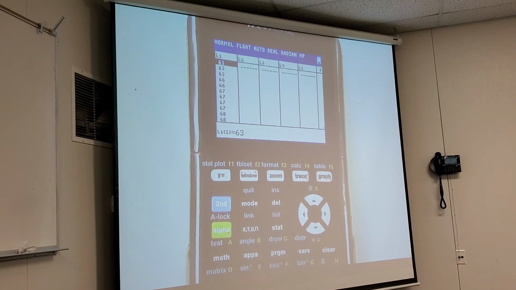Okay, go back to it. If you didn't finish the first side, go ahead and finish that before you go to the next side.